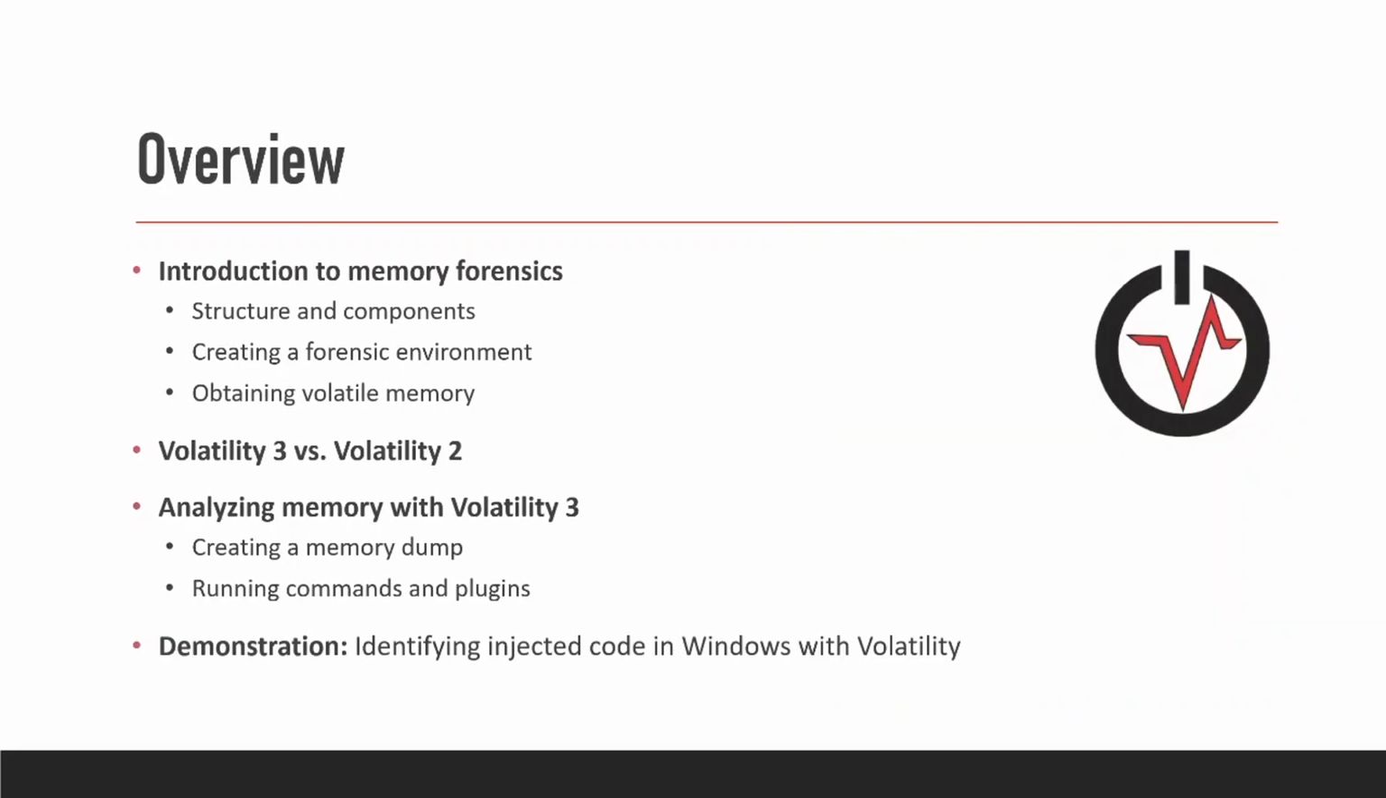Tonight I'm going to start by going over some basics of memory forensics that I've picked up via classes, clubs, and competitions. I'm going to talk about how memory is structured, how to analyze it safely, and I'm also going to discuss a new version of Volatility, Volatility 3, and how it differs from Volatility 2 and some new features introduced in Volatility 3. I'm also going to talk about how to analyze memory with Volatility, how to create a dump and run some of the plugins that come with it, and I'm going to wrap up with identifying injected code in Windows.